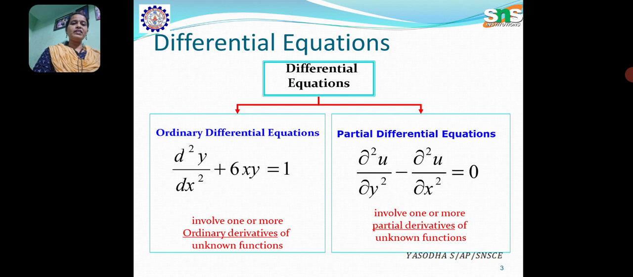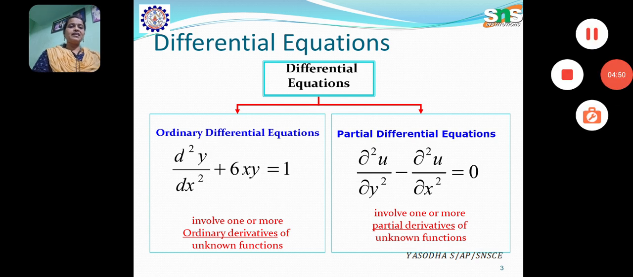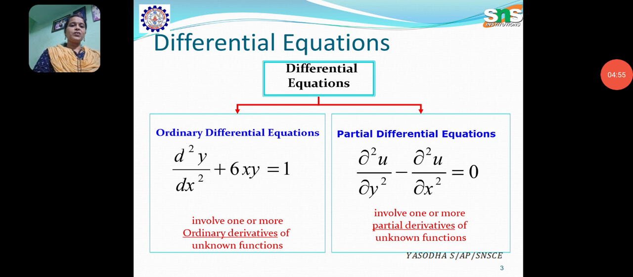Now in ordinary differential equation, we have only one independent variable, that is x, right? So are you clear with ordinary differential equation and partial differential equations?